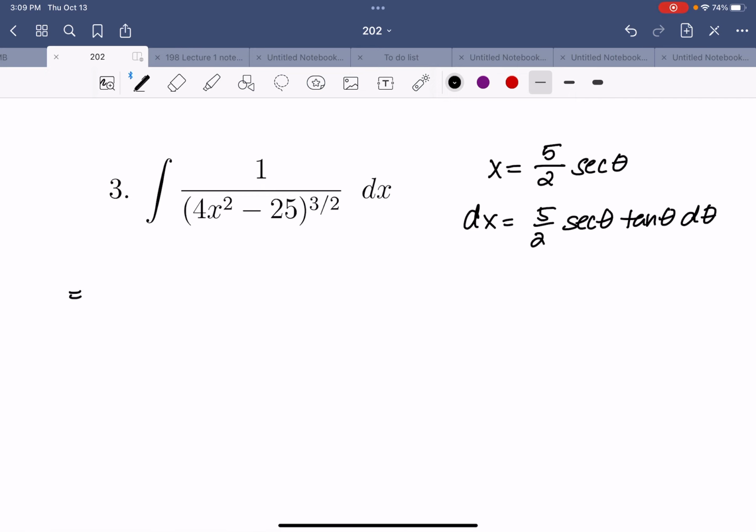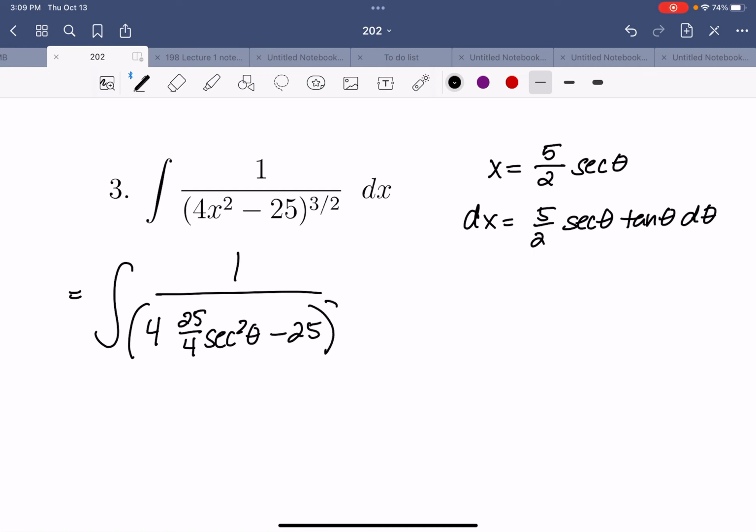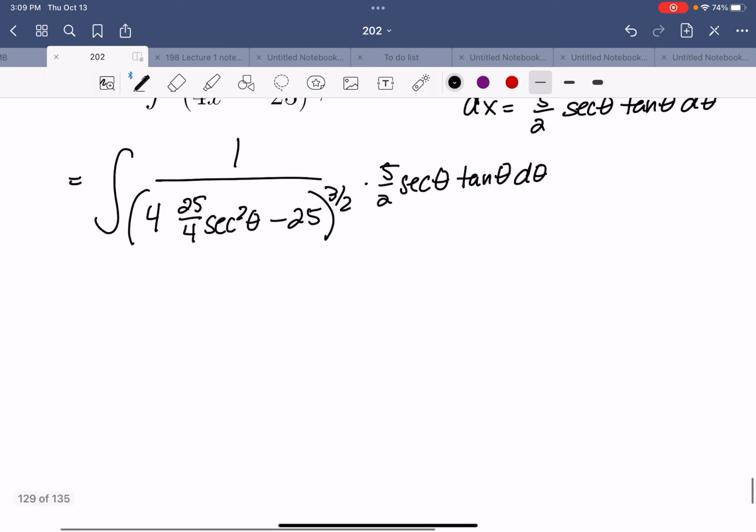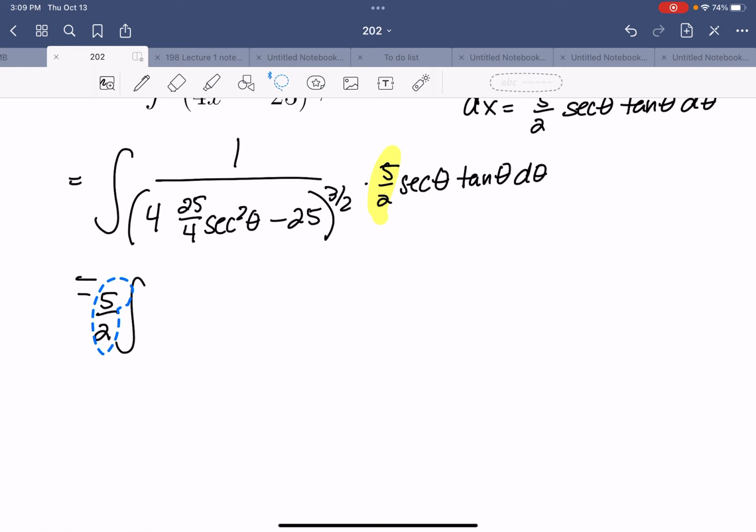So when I go to sub in here, this is the integral of 1 over 4 times x squared. And x squared is going to be 25 over 4 secant squared theta minus 25 all to the 3 halves power. And my dx here is 5 halves secant theta tangent theta d theta. Okay, here's what I want to do. I want to bring this all the way out front. So I start by making this the integral of 5 halves. And actually, sorry, I'm moving that out front right there.